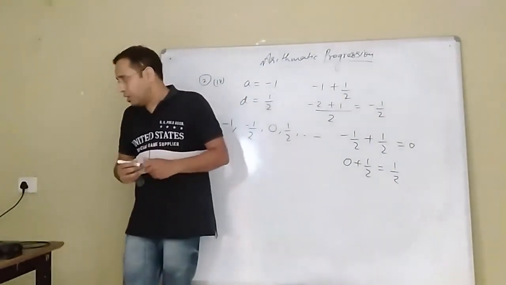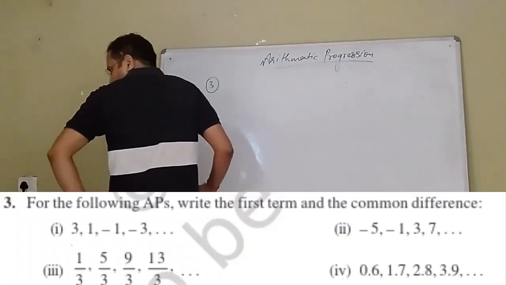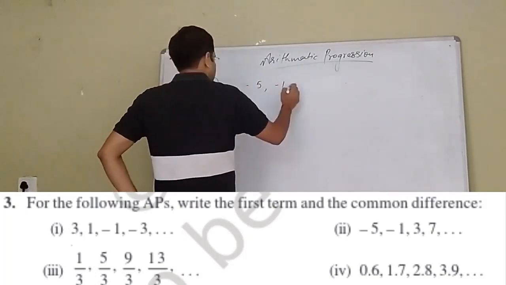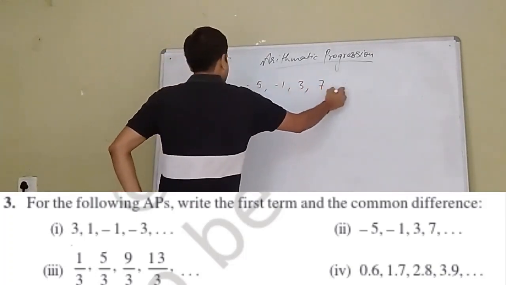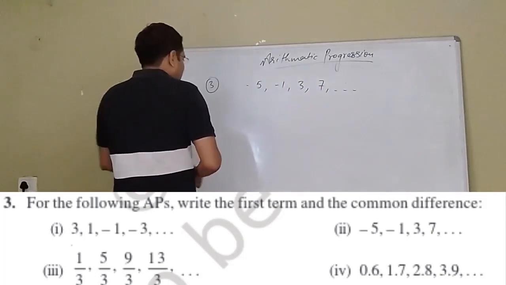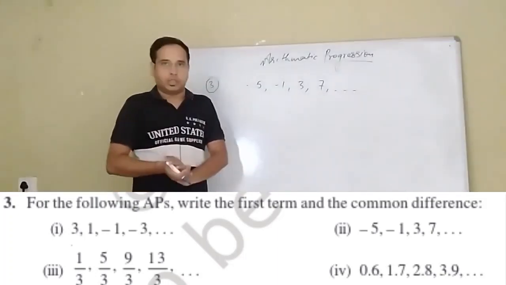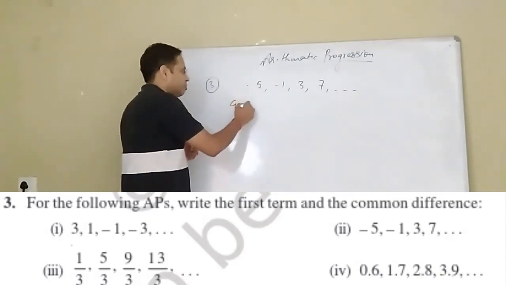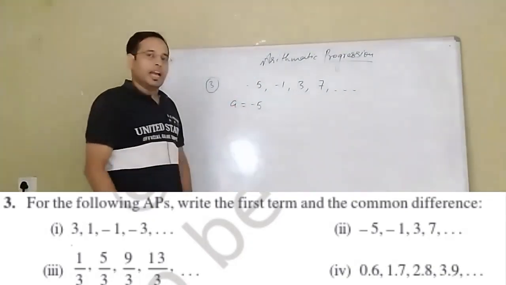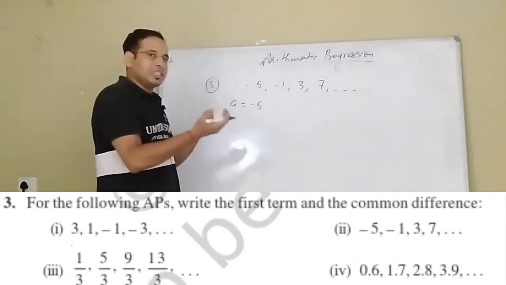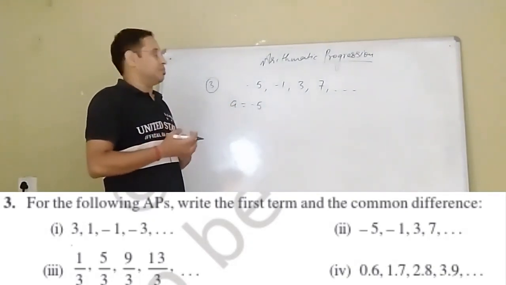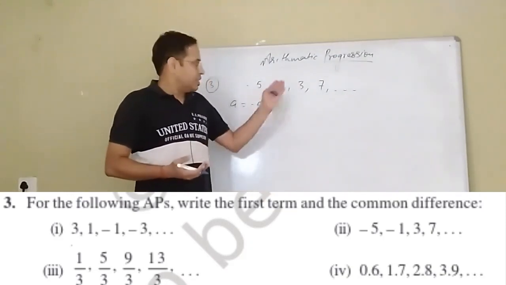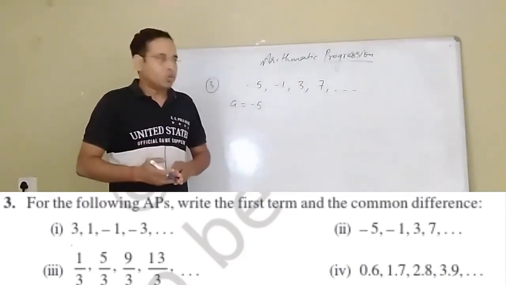Now let's see. Minus 5, minus 1, 3 and 7. In this given arithmetic progression, we need to find out the first term as well as the common difference. Okay. So let's see. The first term is obviously minus 5. And what will be the common difference? If I subtract any two consecutive terms of this arithmetic progression, we will get the common difference.